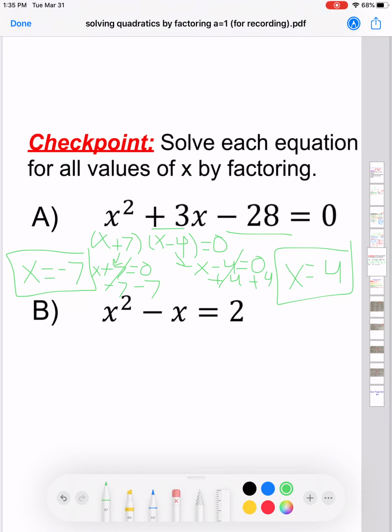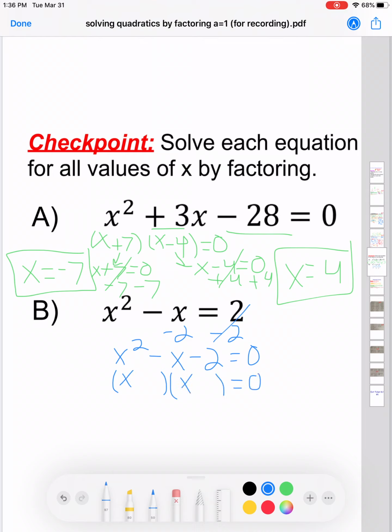Looking at question B of your checkpoint question, notice that this equation was not in standard form. So the first thing you should have done was subtracted that 2 over to the left side to give you x squared minus x minus 2 equals 0. Now your equation is in standard form because everything is on one side with a 0 on the other side. Go ahead and set up your binomials to factor.